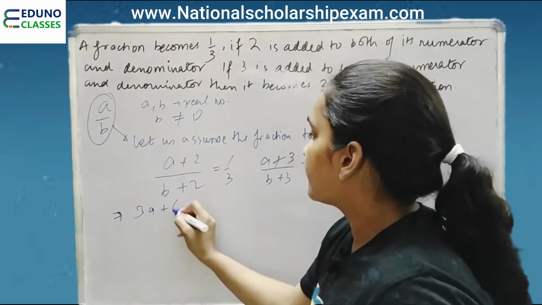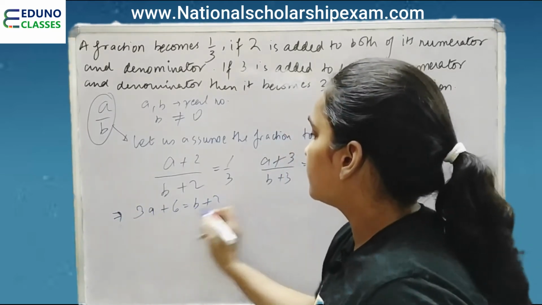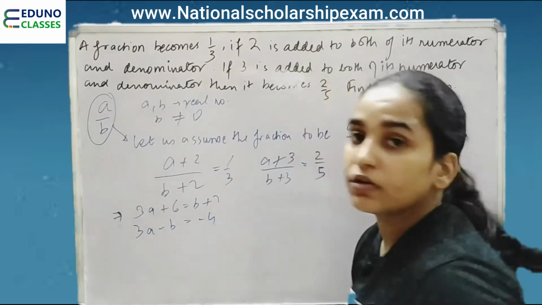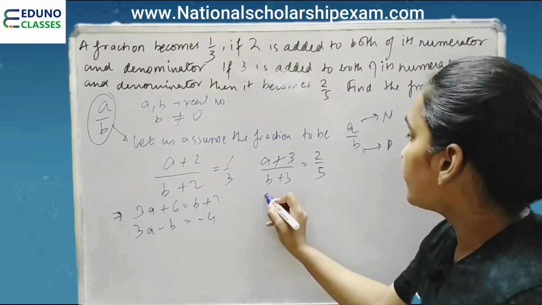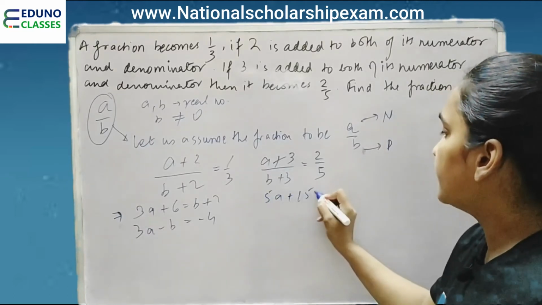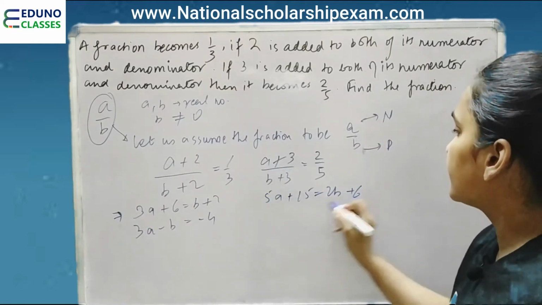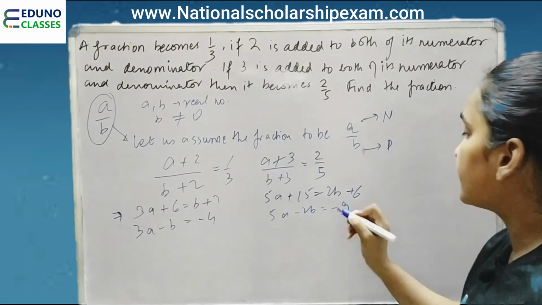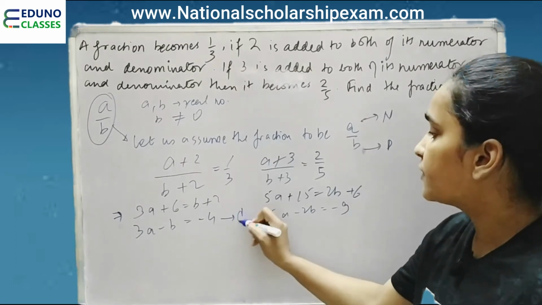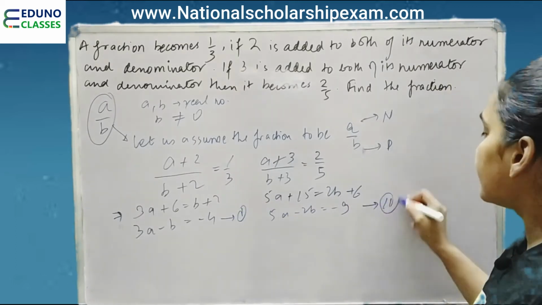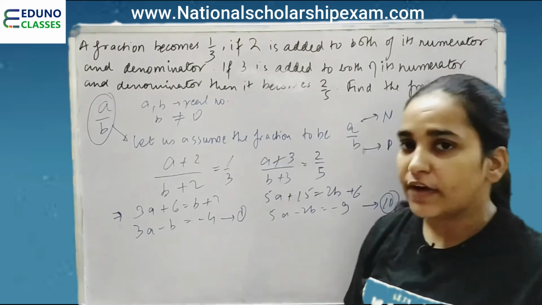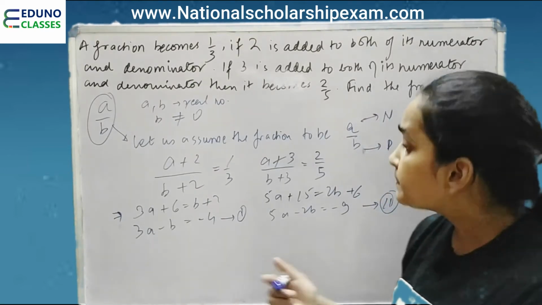3a plus 6 is equal to b plus 2. So 3a minus b is equal to minus 4. Now 5a plus 15 is equal to 2b plus 6, so 5a minus 2b is equal to minus 9. This is the first equation and this is the second equation. Now we will use the elimination method, of course, to find the solution as soon as possible.